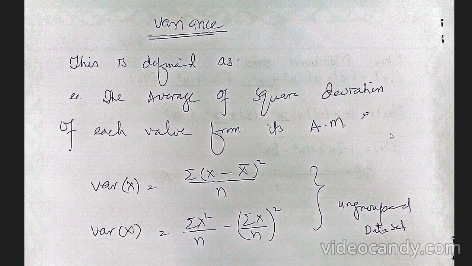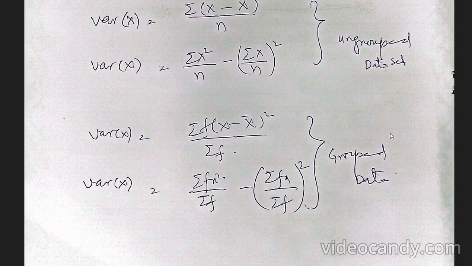Now, how can we write the grouped data formula? We only have to introduce f after the summation; the rest of the formula will be the same. And if we write the derived form, it will be summation fx square divided by summation f, minus summation fx divided by summation f, whole square. As all of you know, n is always summation f in grouped data.